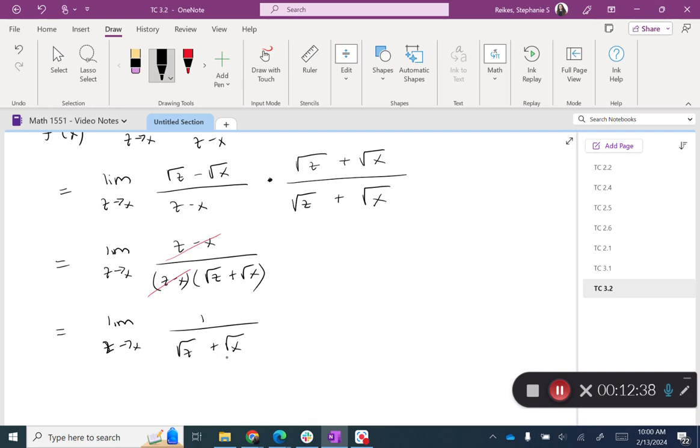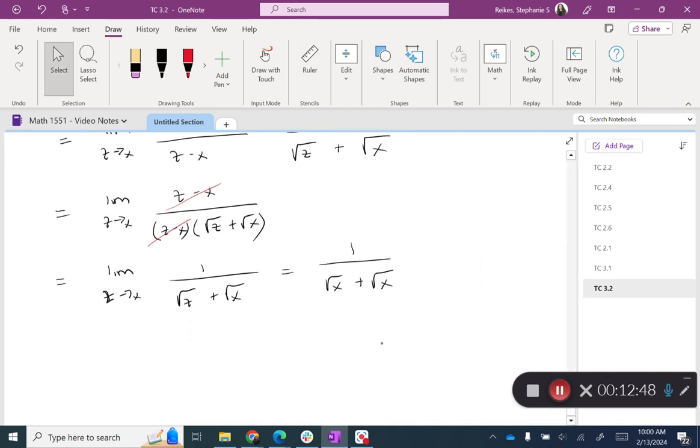And now we can go ahead and plug in as z approaches x. This would give me 1 over root x plus root x. And my final answer for my derivative is 1 over 2 times root x.